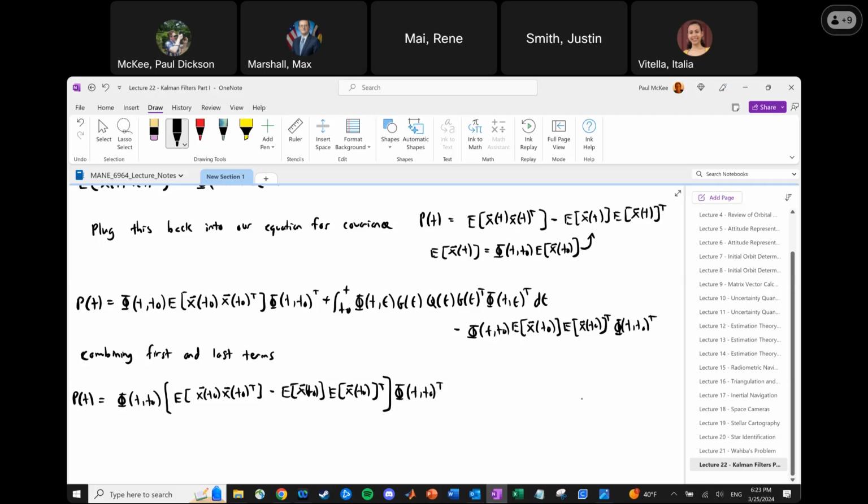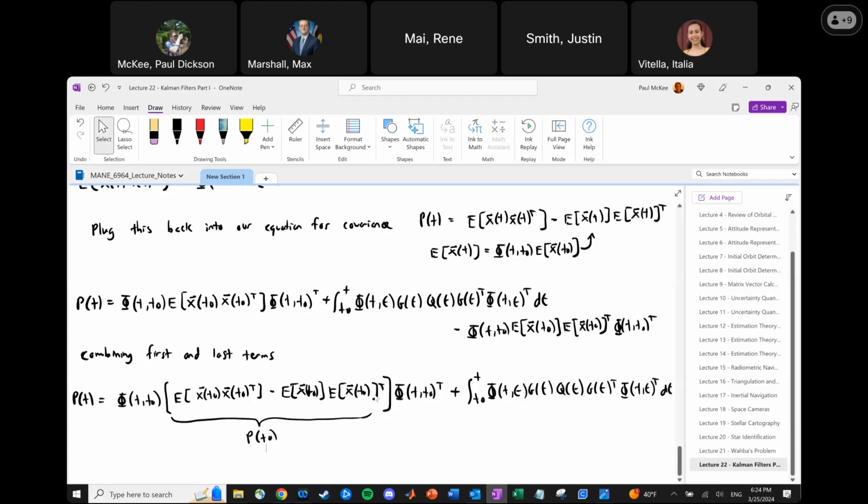And then we begin the integral term. So this is plus the integral from t naught to t, phi of t and epsilon, G of epsilon, Q of epsilon, G of epsilon transpose, phi of epsilon and t transpose, d epsilon. And now this is where we can say all of this is P at t naught. So that is exactly the same equation as we have for P of t, except everywhere you would expect to see a t, you see a t naught.